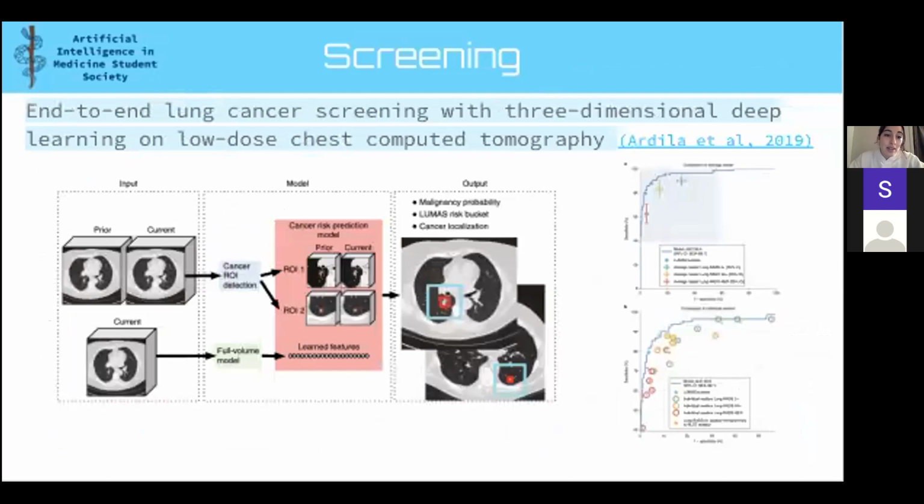In 2019, this research group presented a step towards automated image evaluation via lung cancer risk malignancy estimation through deep learning. So they found that the model achieved significantly better specificity than the average radiologist. Again, link in slide if you're interested.